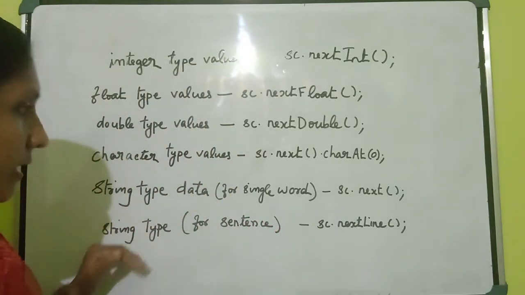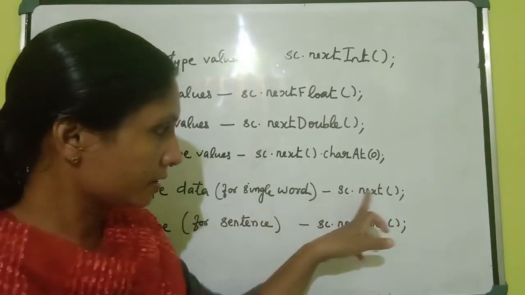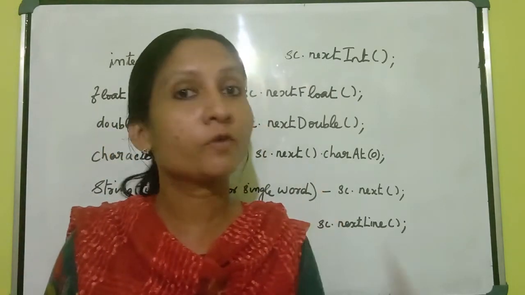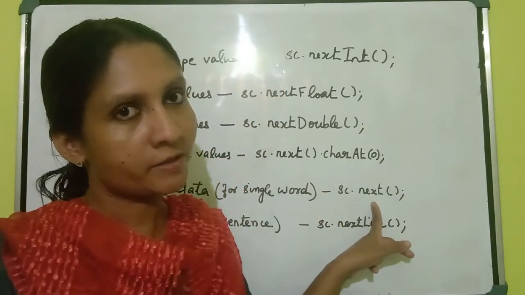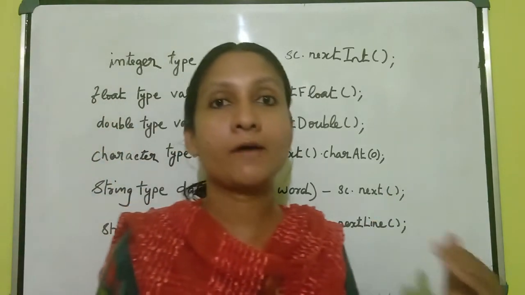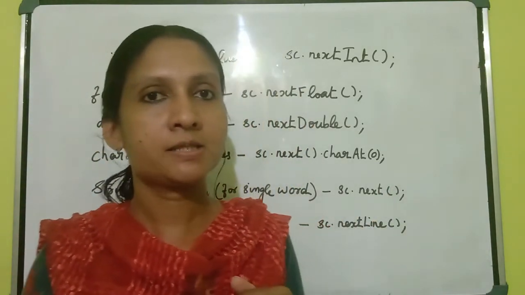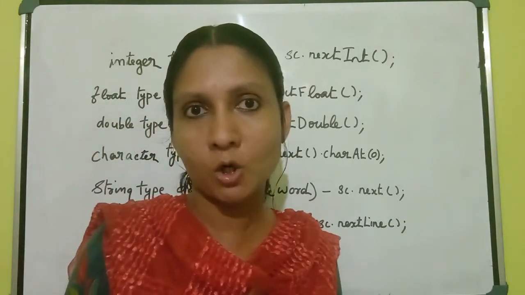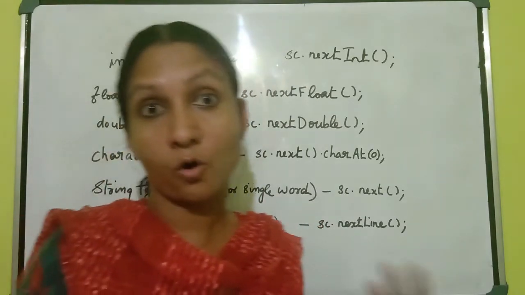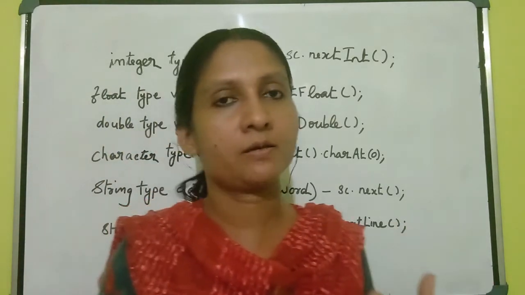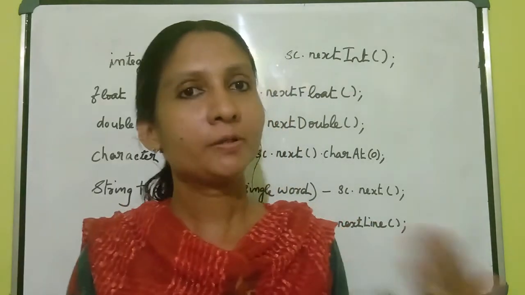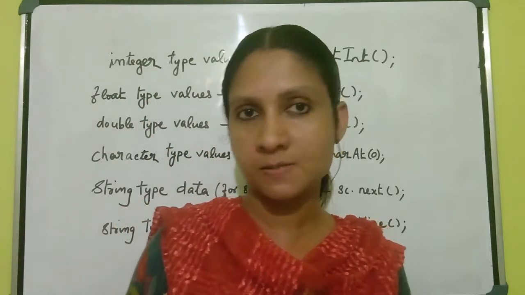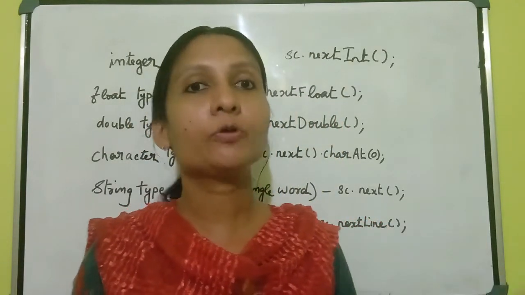The first one I am using is the next function, which the Scanner class provides. The next function is used to read words. This function reads the values up to a delimiter. That means if there is any space, tab, semicolon or comma, those are called delimiters. Up to there only it will read.